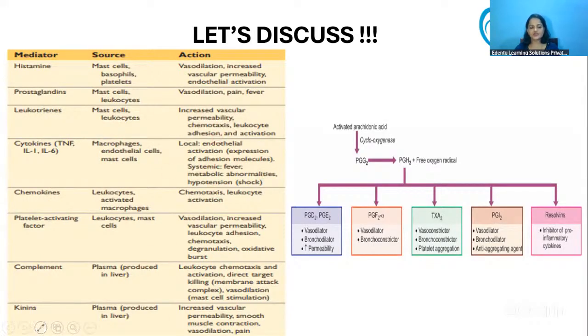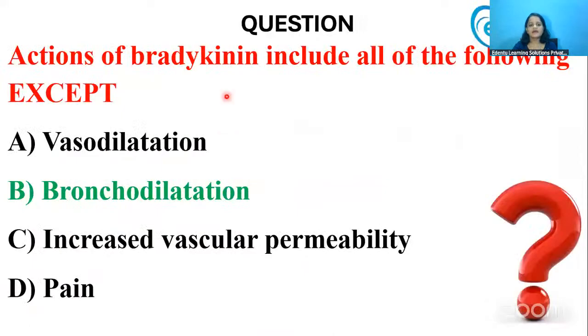table here. If you look at the kinins, it is produced from the plasma and produced in the liver. It is actually produced in the initial stages of inflammation and mainly helps in increasing the vascular permeability, in smooth muscle contraction, in vasodilatation, and in pain. So out of the options given, vasodilatation, yes, it is a function of bradykinin. Increased vascular permeability, yes, that is also an action of bradykinin. Pain, yes, that is also an action of bradykinin.